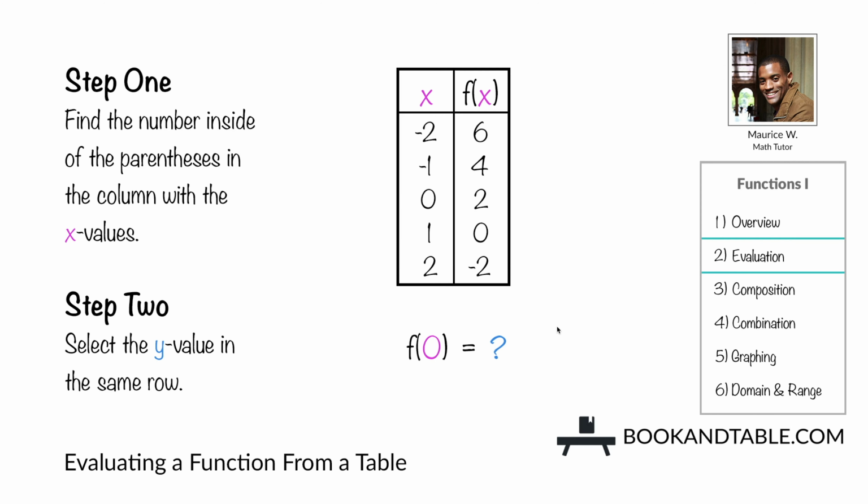Let's take a look at another example, f of 0. Find the number inside of the parentheses, 0, in the column with the x values. And then step 2, select the y value in the same row, and that would be here. When x is 0, the function has a value of 2. And just one more for good measure. What is f of 2? We want to find the number inside of the parentheses, which is 2, in the column with the x values, and then select the y value in the same row. So that would be this row here. So f of 2 is equal to -2.